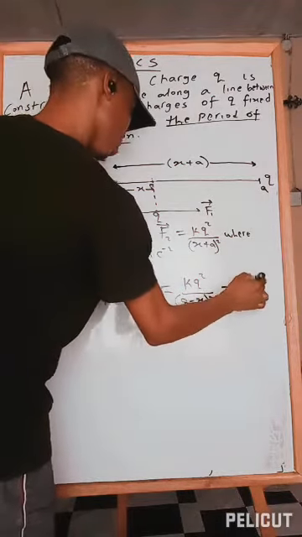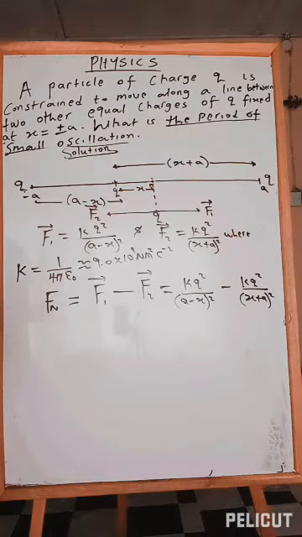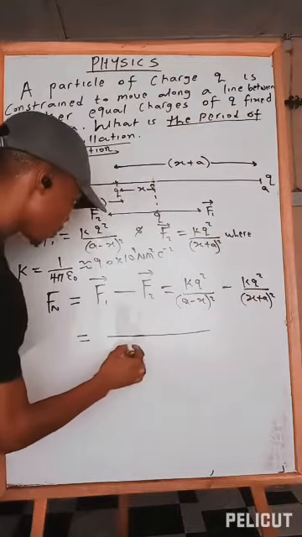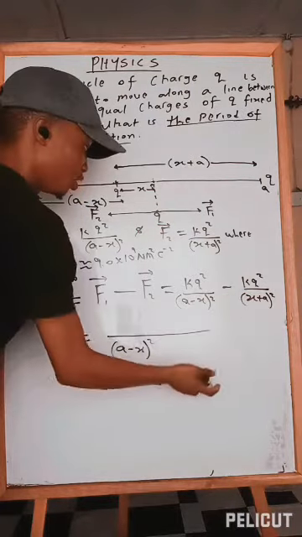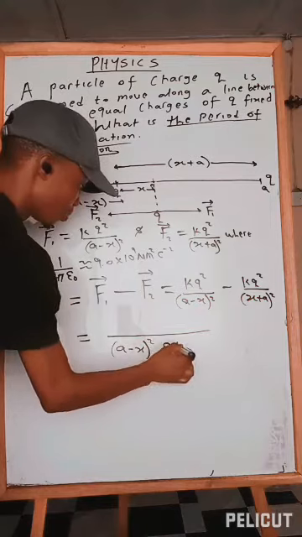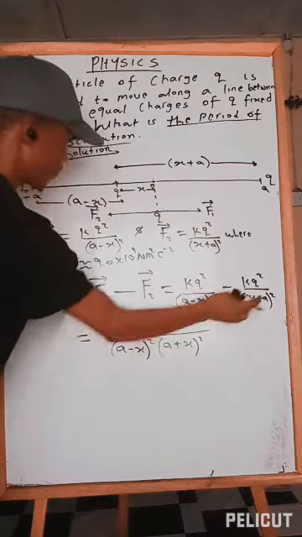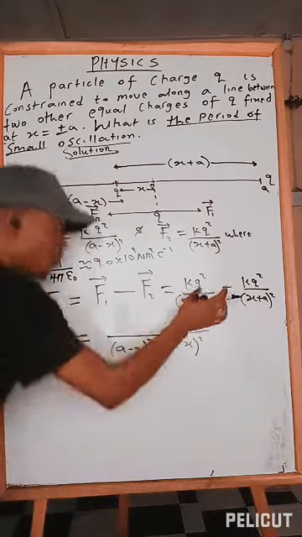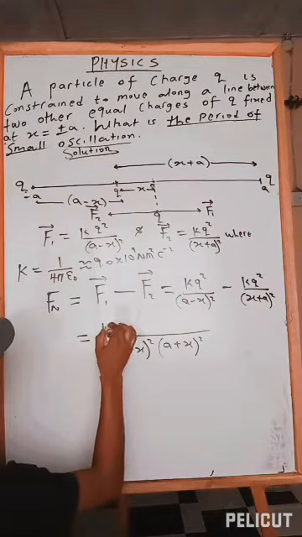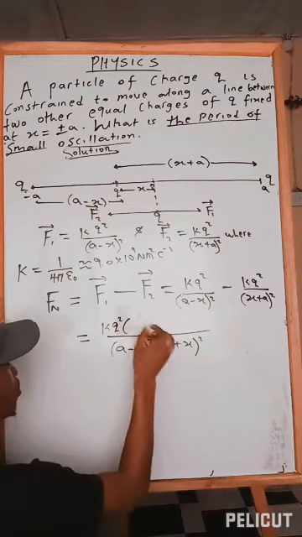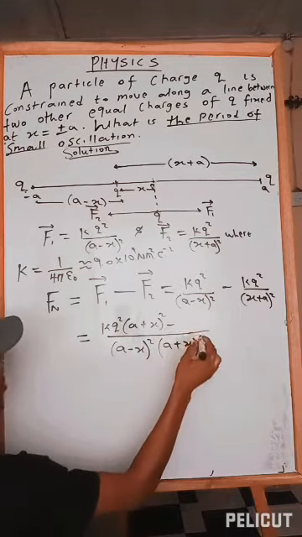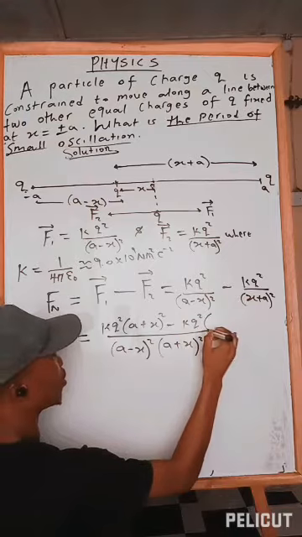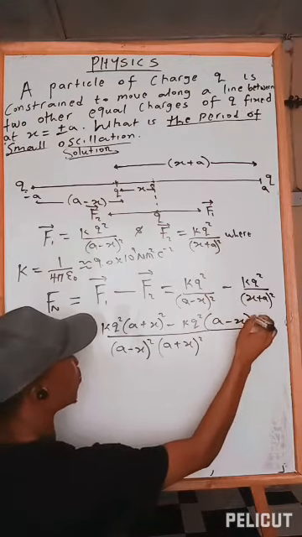Now that we have this, we can play around with it. I can interchange this since addition is commutative, so I can say this is (A plus X) squared. It doesn't matter, X plus A is the same thing as A plus X. Finally, taking the LCM, I'm going to have KQ squared divided by (A plus X) squared, times (A plus X) squared, minus KQ squared in brackets (A minus X) squared.